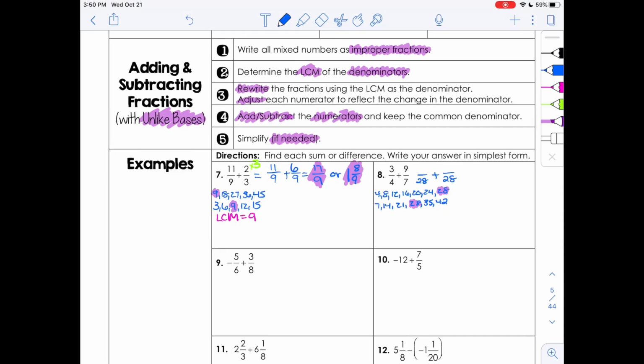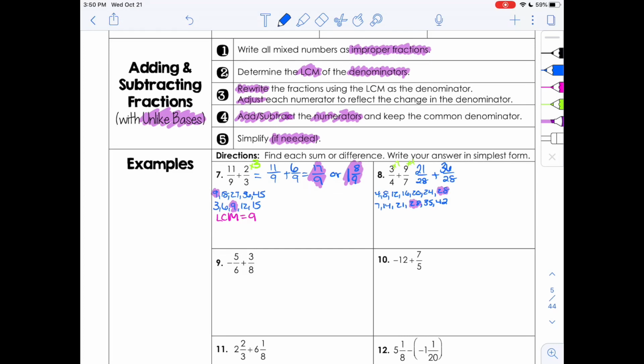In order to get our numerators, we need to, like we did on number 1, determine how many times our denominator of 4 divides into our new denominator of 28. 4 goes into 28 7 times. Then take 7 times your numerator. 3 times 7 gives us a new numerator of 21. For our other fraction, 7 goes into 28 4 times. 4 times 9 is 36.